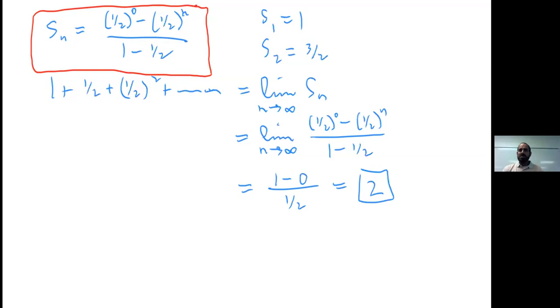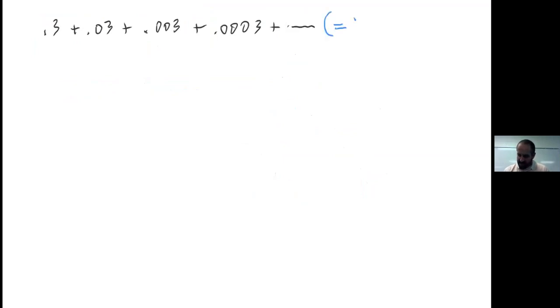Okay. So what was the next series I wanted to look at? The 1/3 situation. Let's take a look at that. Next, I had 0.3 plus 0.03 plus 0.003 plus 0.0003 plus etc. By the way, you know in your heart of hearts that this should equal 1/3. So we have that in the back of our minds as the answer.